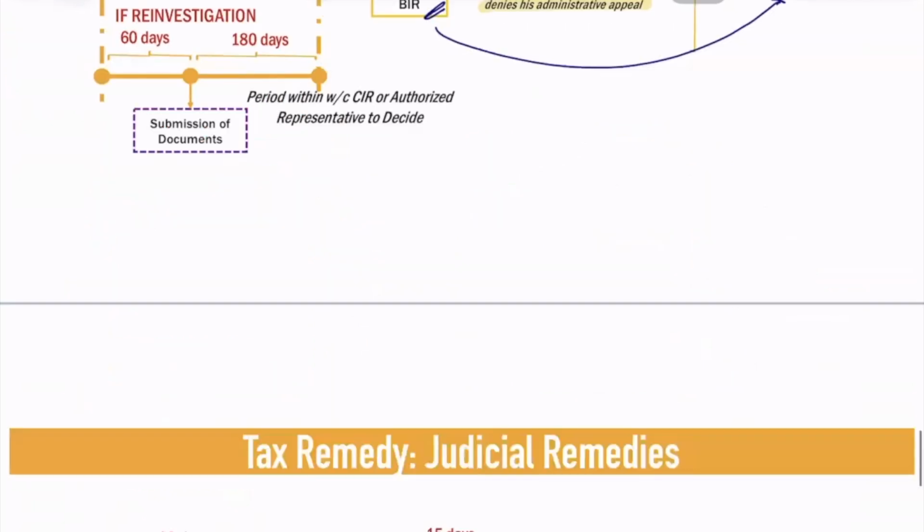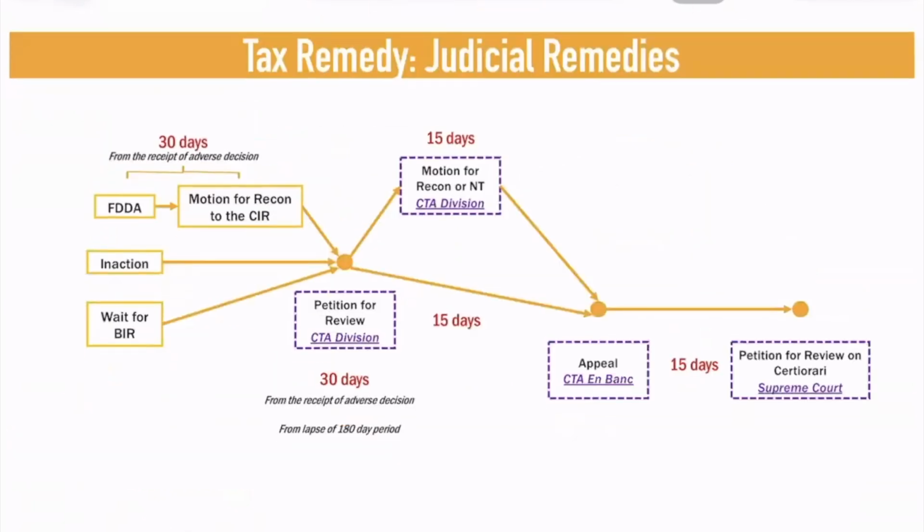Now, let's go to your judicial remedies. So, you file now your petition for review to the CTA division. That is 30 days from the receipt of adverse decision or from the lapse of the 180-day period. Now, from CTA division, meron kang dalawang choice. Ang first choice mo ay motion for recon or new trial sa CTA division. Or pwede mo siyang i-appeal agad sa CTA en banc.